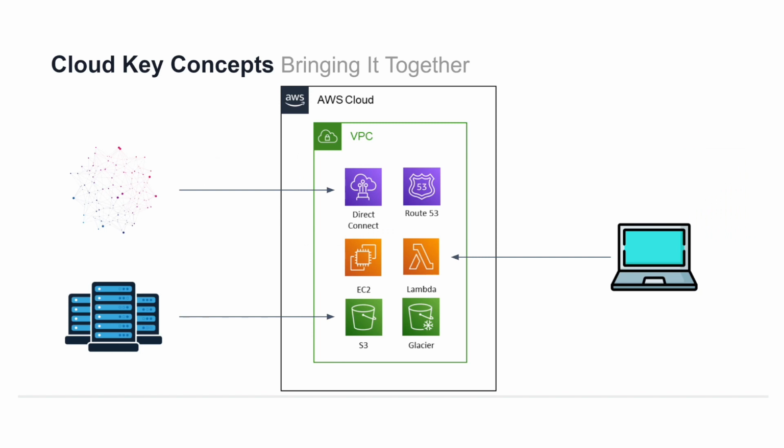This is what our complete application would look like when it's deployed on the AWS cloud. We would have networking, compute, and storage for our application, all neatly wrapped up into a small private cloud.